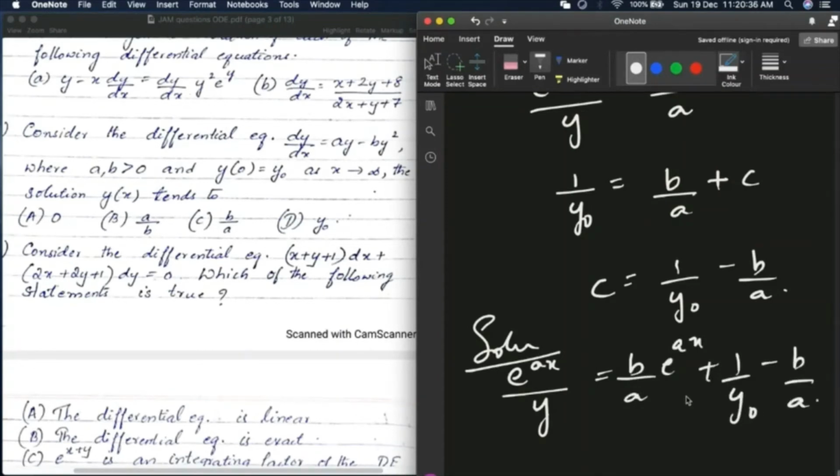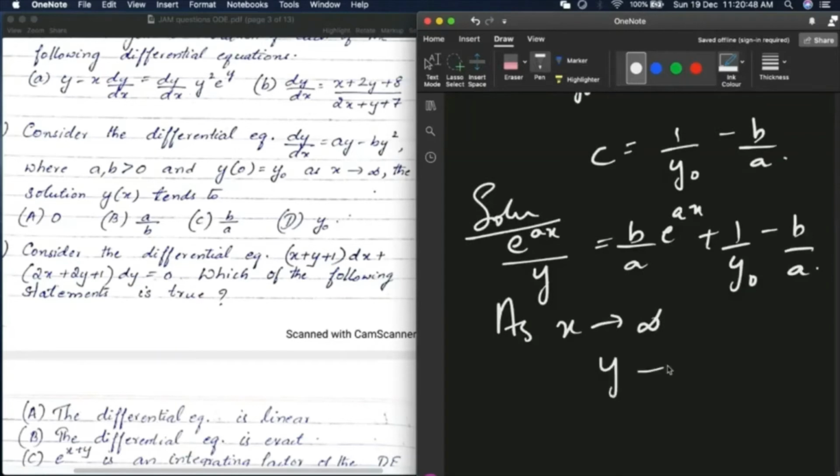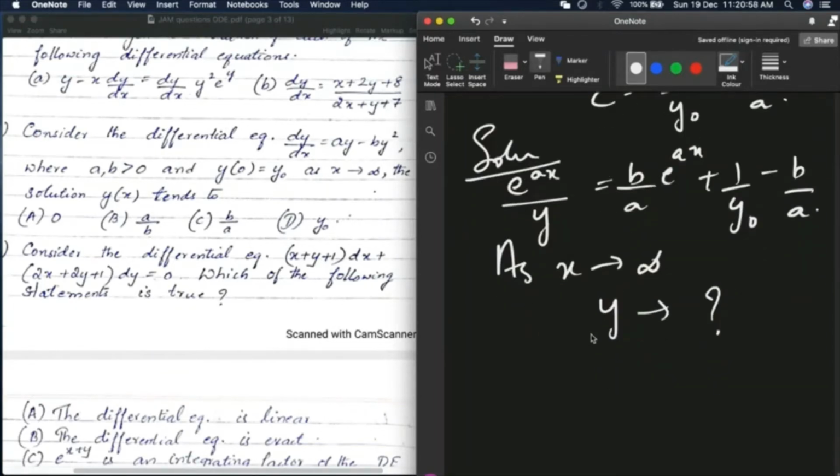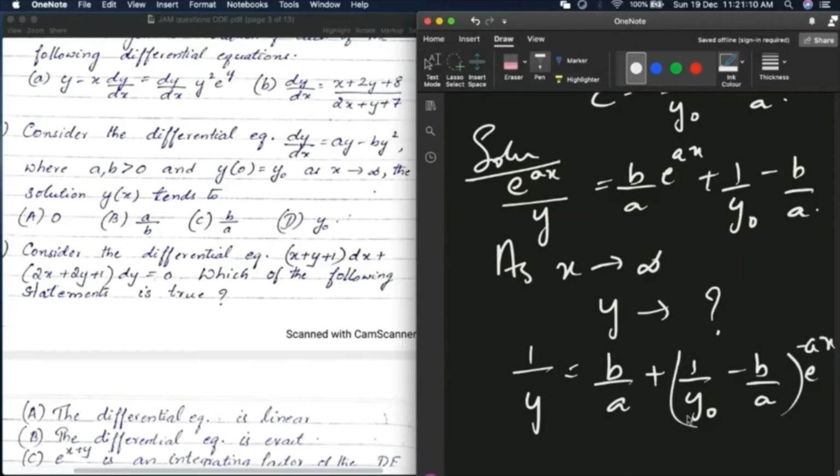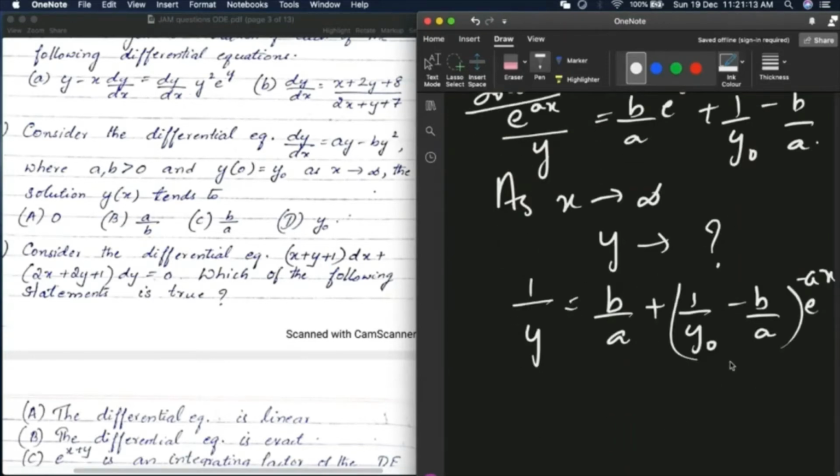So what is the question? Question is, as x tends to infinity, the solution tends to. So as x tends to infinity, what happens to your y? That's the question. To write it as e raised to minus x, otherwise you cannot substitute. What happens to your y? 1 by y will tend to b by a, right? Or y will tend to a by b.